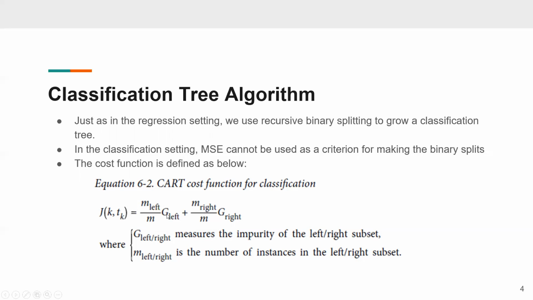Let's think about what G is. G is something called the impurity of the left and right subset. And of course, m left or right is the number of instances in the left or right subset. So that's a weight, and that's a G. Let's take a look at what exactly this G is.